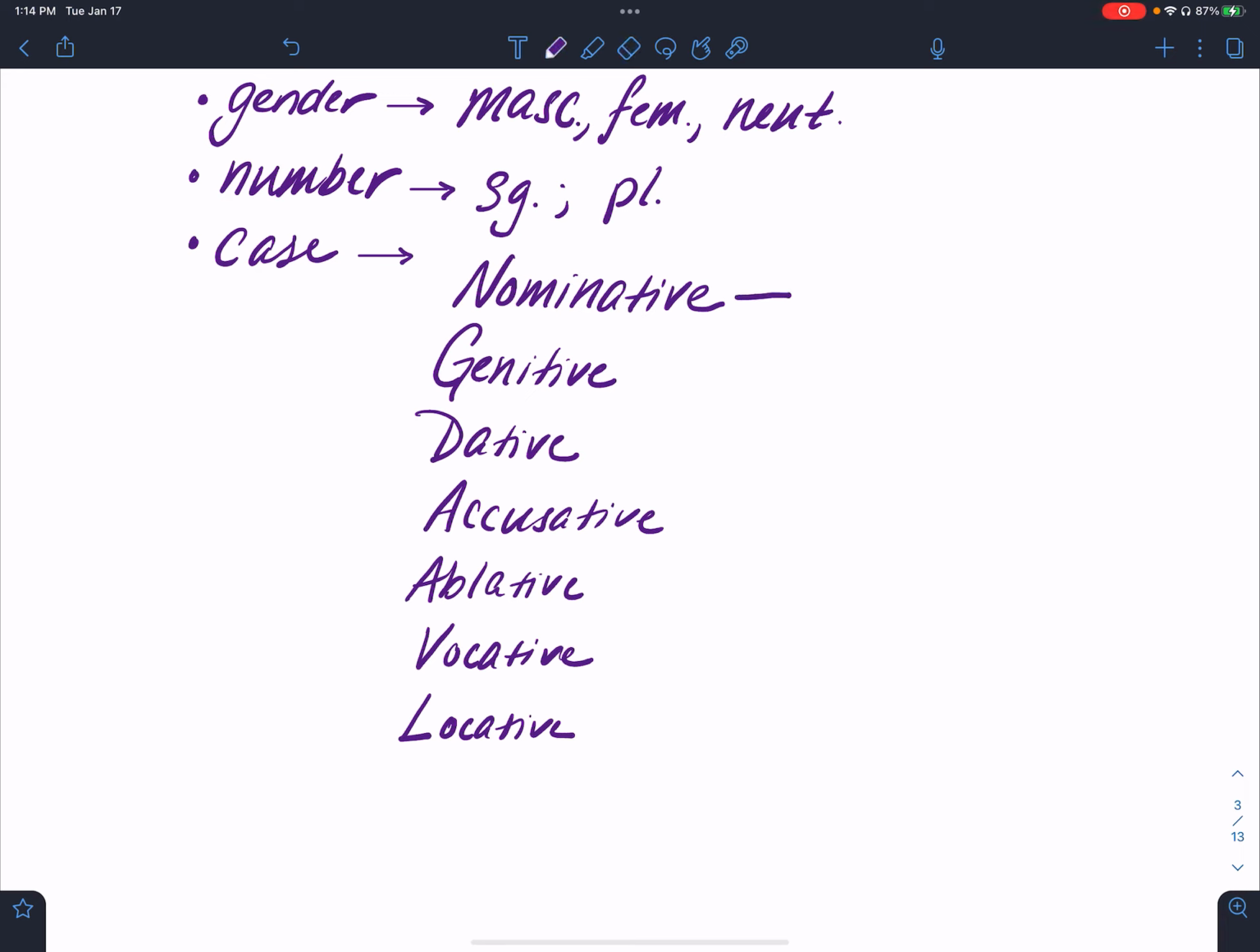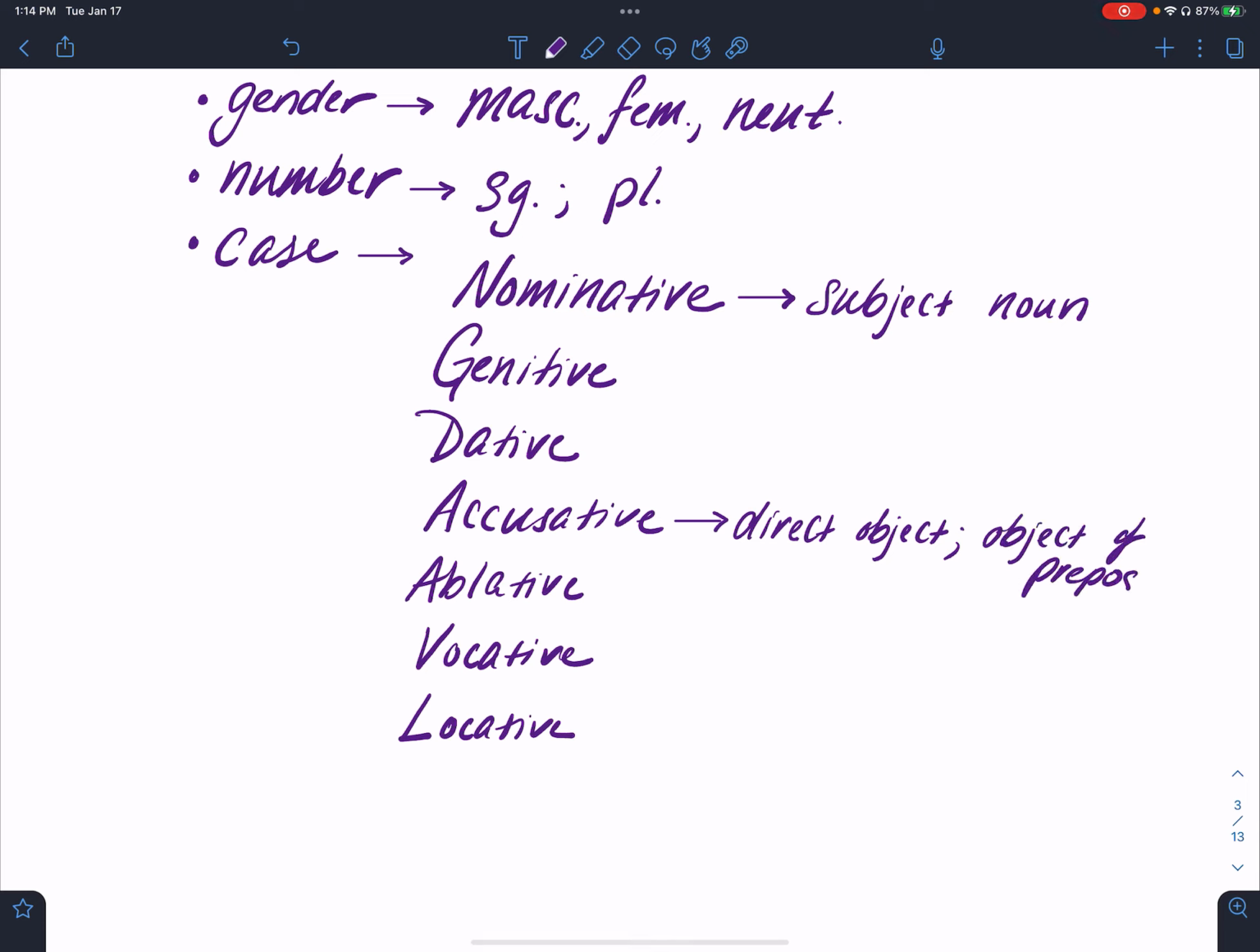Okay. So if you see a word in the nominative case, what is the function? Everybody? Good. Okay. So please write that. And if you see a word in the accusative case, what is its function? Direct object. Okay. And technically, I'm going to give this to you here: object of preposition. Yep. OP.